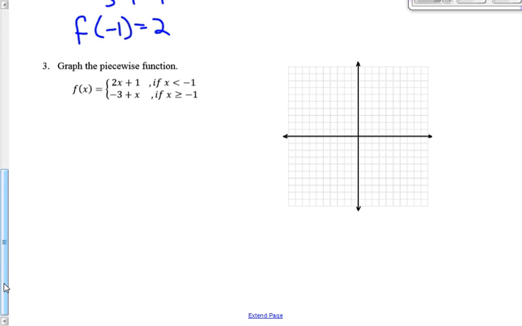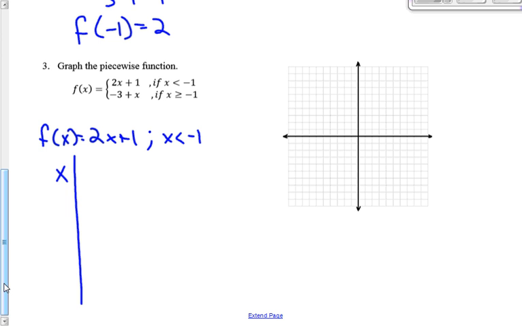Now looking at number 3, it says graph the piecewise function. To be able to graph these, we need two tables. We're going to have f of x is equal to 2x plus 1, and we're using the values of x to be less than negative 1. So for the table, we need to actually include the negative 1 and then values less than negative 1, such as negative 2, negative 3, negative 4.